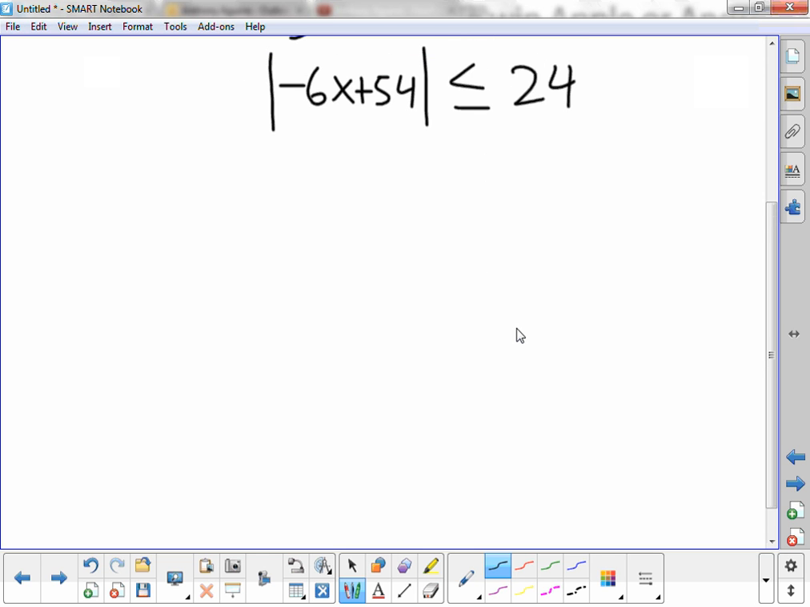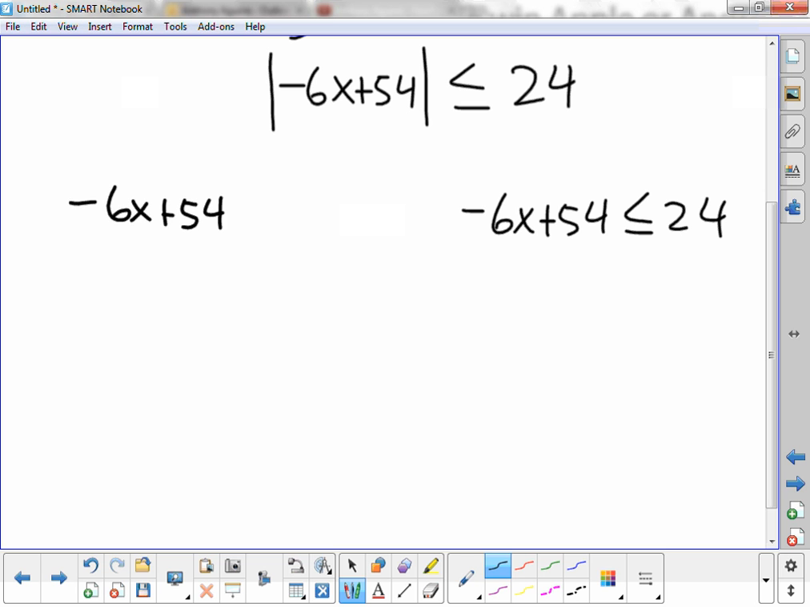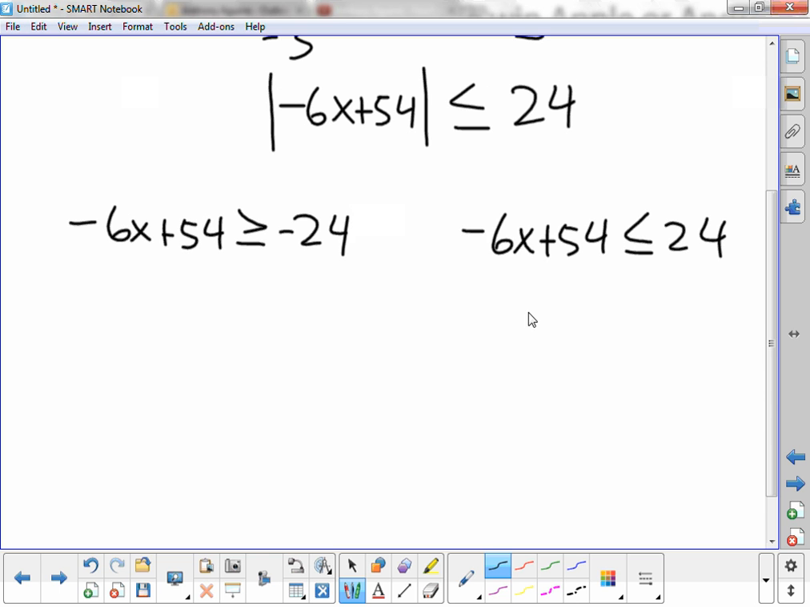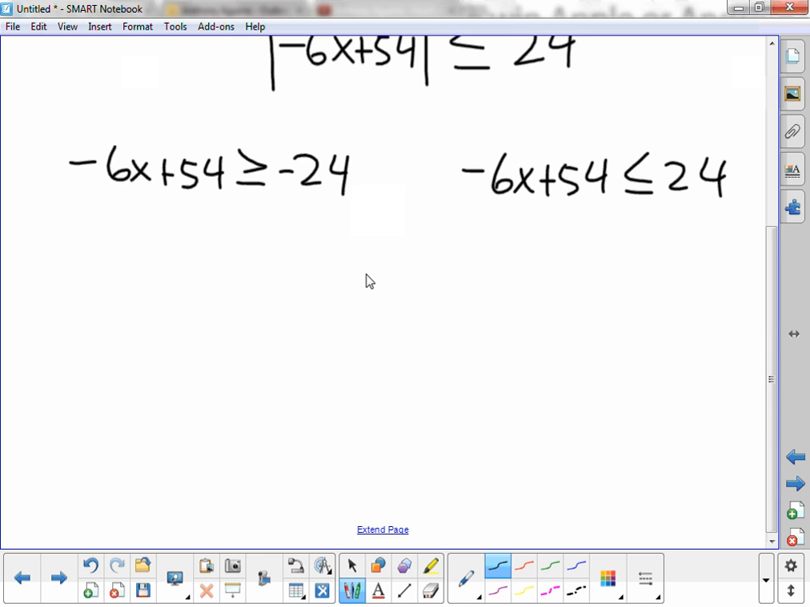So I know that all of the stuff on the inside, negative 6x plus 54, is less than or equal to 24. But I also know it has to go in the negative direction also. So it's going to be negative 6x plus 54, and you have to flip the sign over, negative 24. If you've already memorized what you're supposed to put in the middle, that's fine, or you can wait until afterwards to put it in there. So we're going to subtract 54.